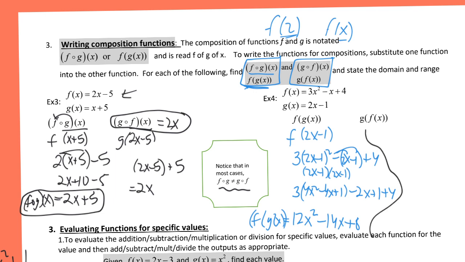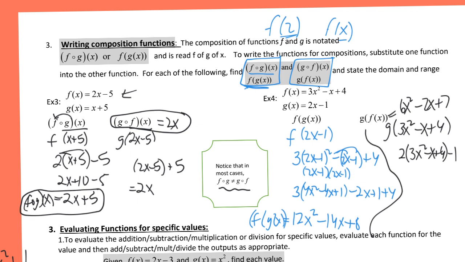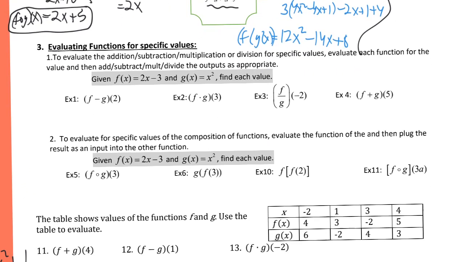So to find g of f of x, we're going to do, if f of x is 3x squared minus x plus 4, take that and put it into g. You're going to do 2 times this. Okay, and then we're going to minus 1. So distribute, combine like terms, and then minus 1. Your answer to this question is going to be 6x squared minus 2x, and then plus 7. Okay, so notice f of g of x and g of f of x is not the same thing on most questions. Okay, and so the next thing we'll do is we're going to do this for specific values.